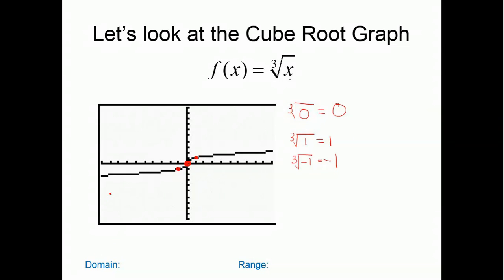Your domain. So notice I'm covering all the negative x's and all the positive x's. So my domain is from -infinity to infinity. My range, getting all the negative y's, right? Because this is going to keep opening up and up, and this is going to open up this way too. So I'm getting -infinity to infinity for my range as well.